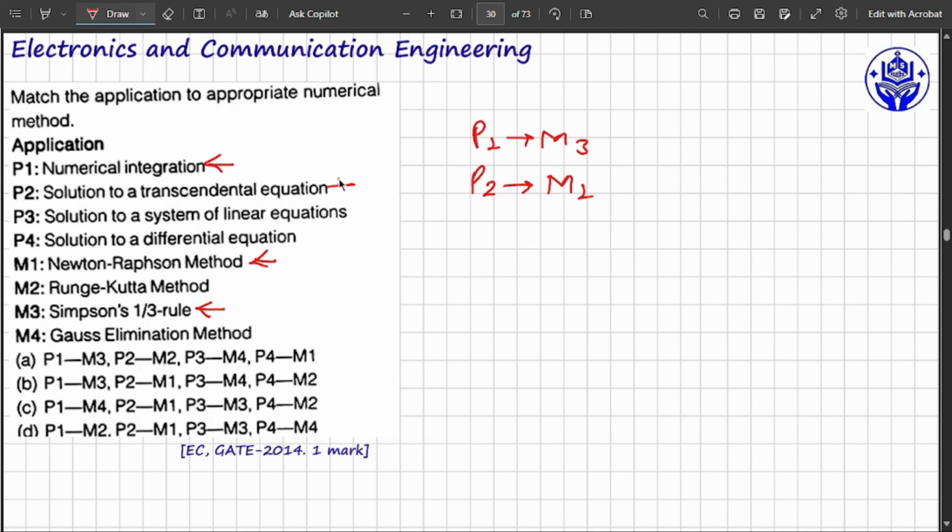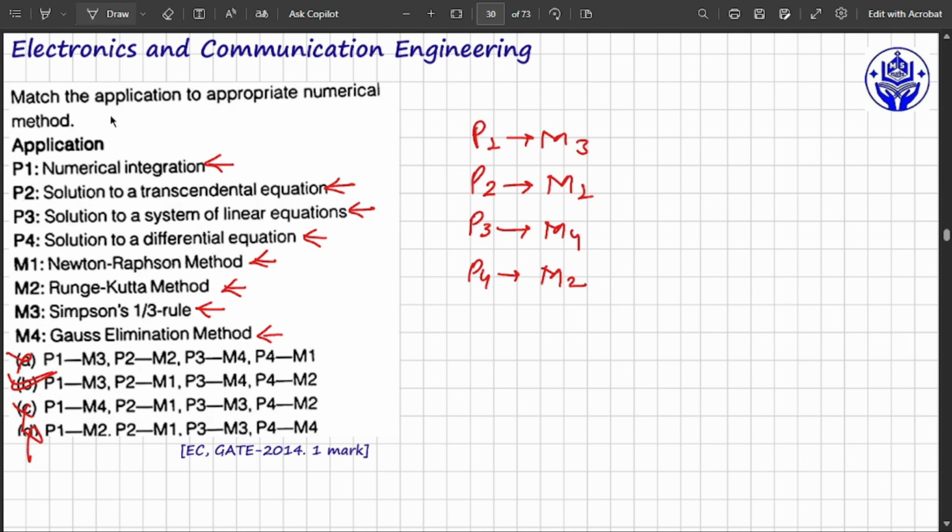Next, the solution of a system of linear equations is the Gauss elimination method. And the last one, the differential equation: the Runge-Kutta method is the method to solve differential equations. So it is M2. So P1 is equal to M3, and P2 is equal to M1. So this will not be correct. So B option is the correct option.